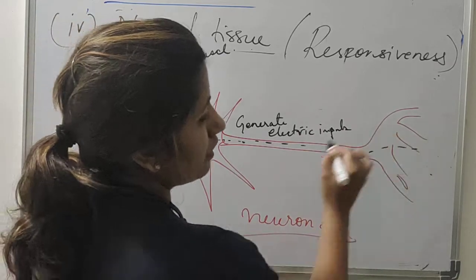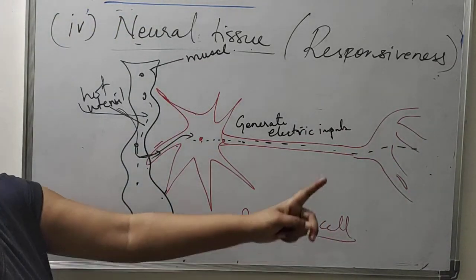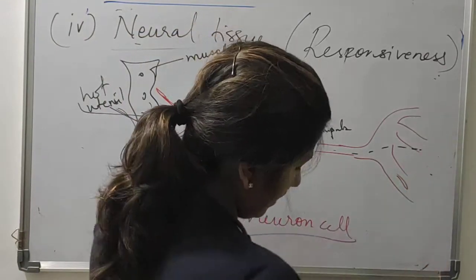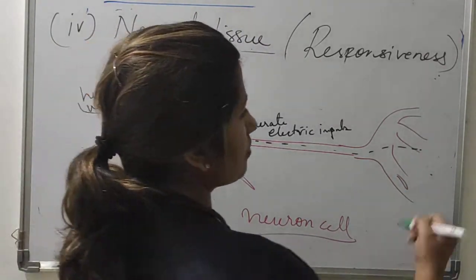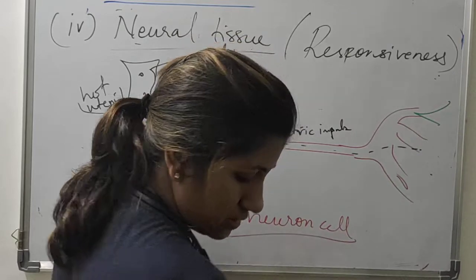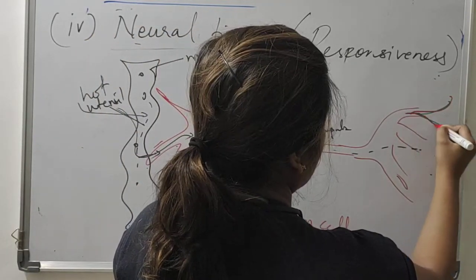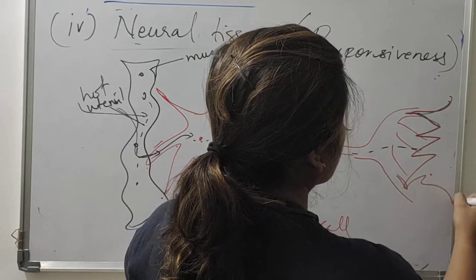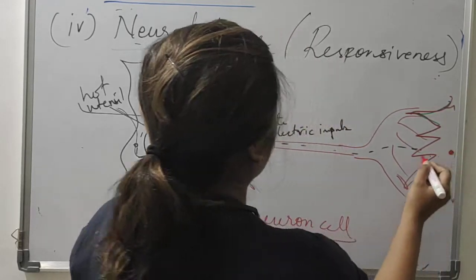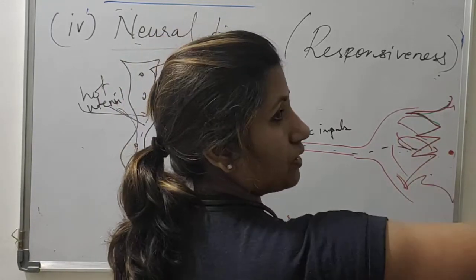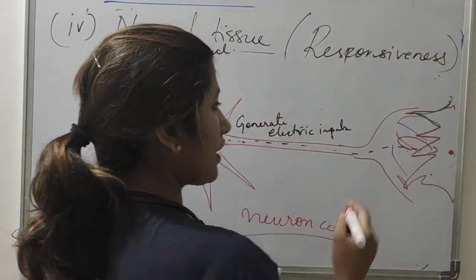And it will reach the nerve ending. Okay, this is the nerve ending. And from here, it will go to the next neuron. Here there may be another neuron present with dendrites. So it will send this information to the next neuron, then the next neuron, and the next neuron, and that is how it will reach the brain.